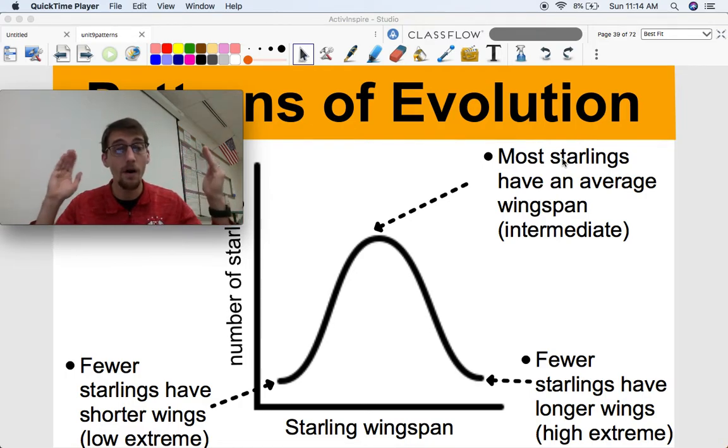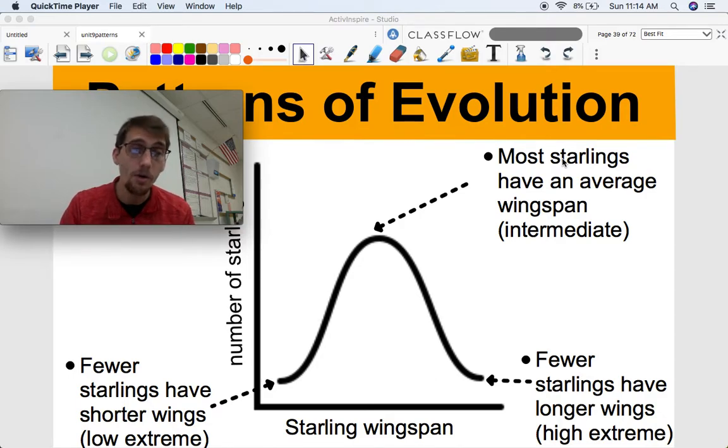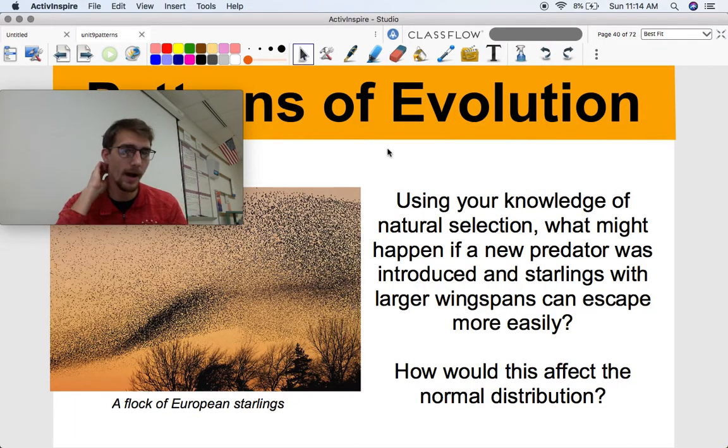Right? So on the far left and the far right sides of our graphs, those are what we call the extremes. And in the middle is what we call the intermediate, or we can even call it the mean or the average. So we're going to be using these terms to talk about natural selection. So what does this have to do with natural selection?